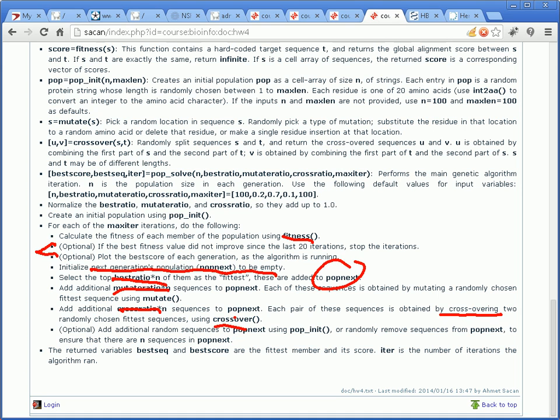I didn't cover crossover, did I? Oh, here you go, crossover. So in crossover, you take two sequences and you split them randomly at two locations and you combine them. Right, so you get two new sequences from crossover of two old sequences.